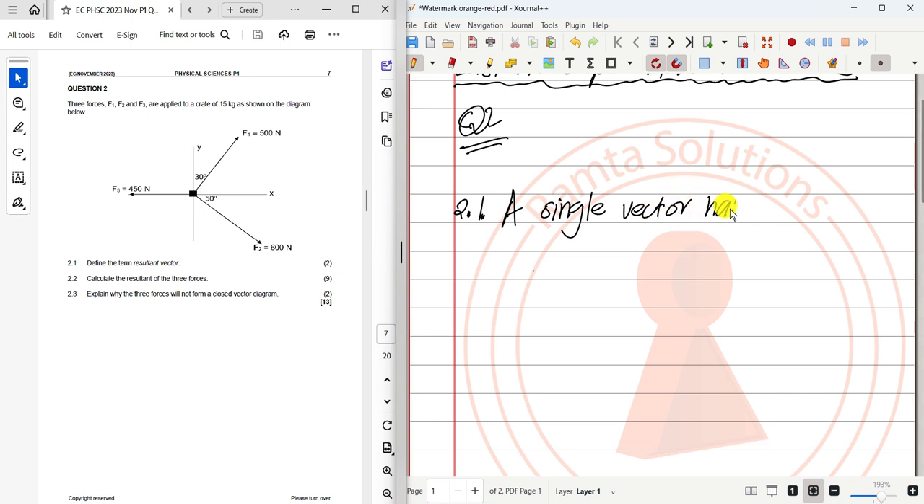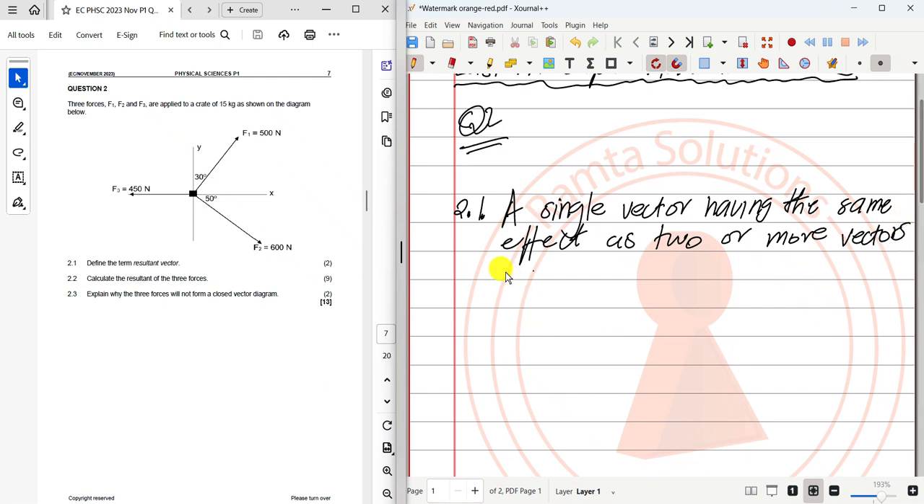A single vector having the same effect as 2 or more vectors added together. Perfect. Otherwise, we can also say it is the sum of 2 or more vectors. I like this one that I wrote. Okay, 2.2.